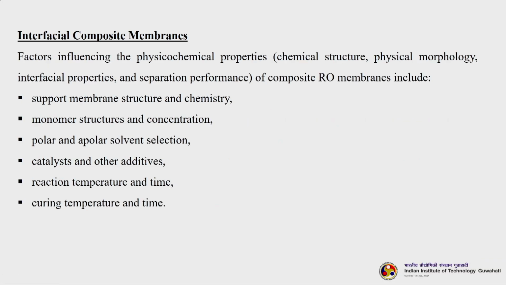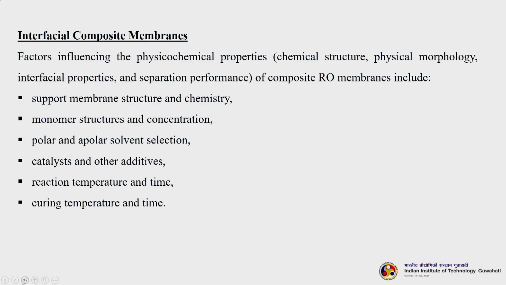So, the factors influencing the physicochemical properties, chemical structure, physical morphology, interfacial properties, and separation performance of the composite RO membranes include support membrane structure and chemistry. Though the support membrane is giving the mechanical support, its chemistry and structure also play an important role. Then monomer structures and concentration, polar and apolar solvent selection, catalyst and other additives if at all there, but it is not present always, reaction temperature and time, and curing temperature and time.